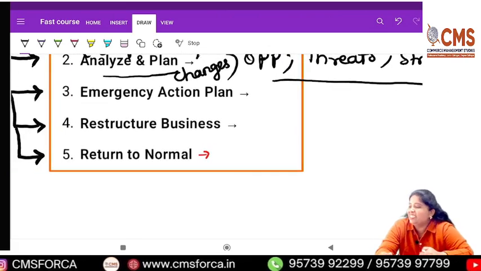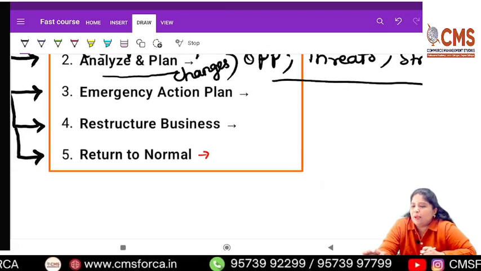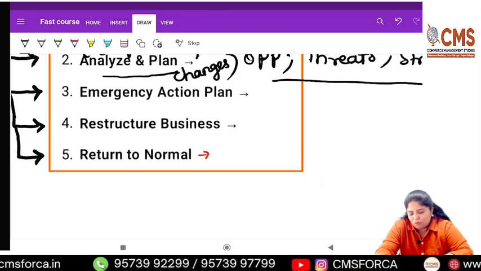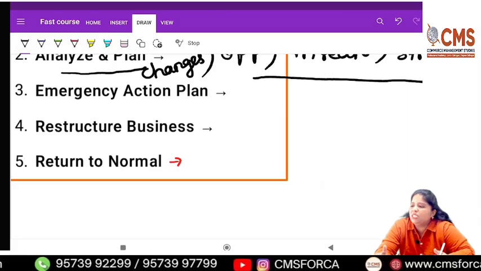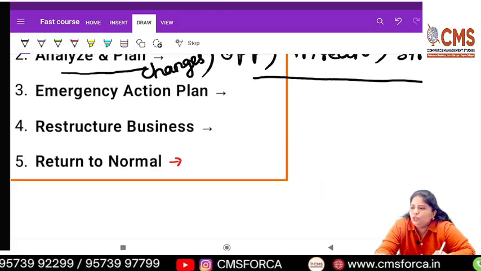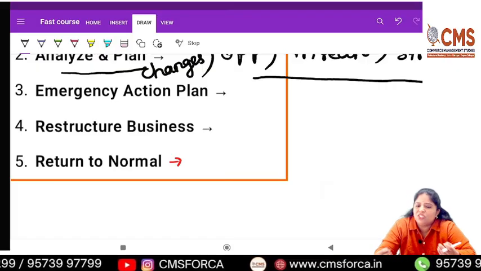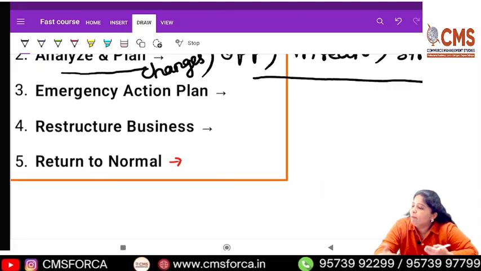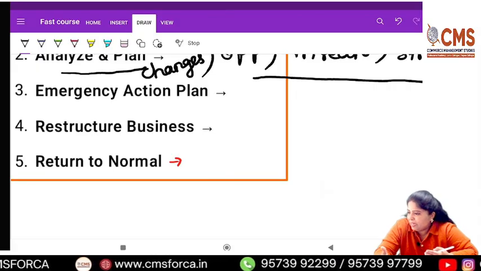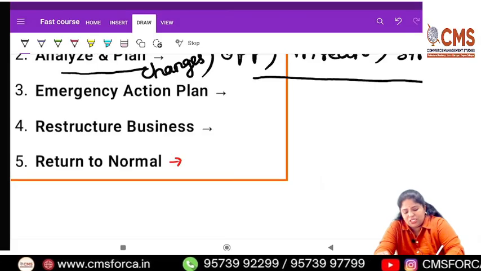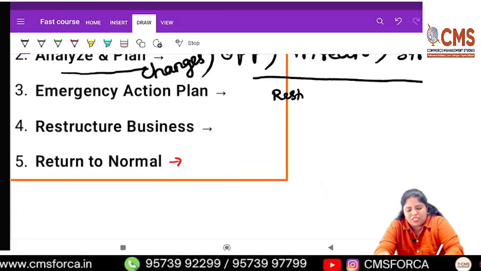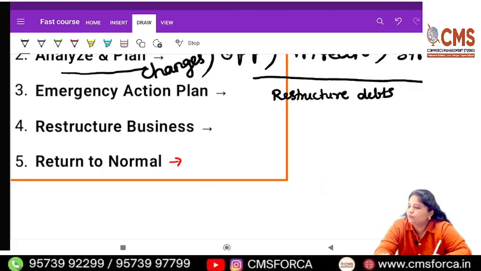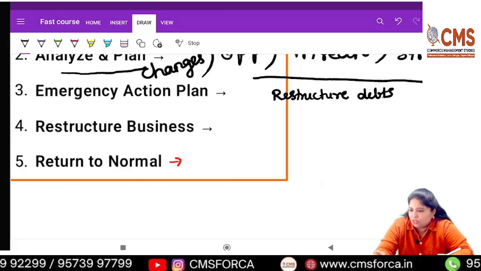Let's go with the third step. The third step talks about an emergency action plan. Now, what do you mean by this emergency action plan? Emergency itself is a word that tells you are going to take some immediate necessary steps, right? And towards that emergency action plan, the first thing you will do is you will restructure your debts.